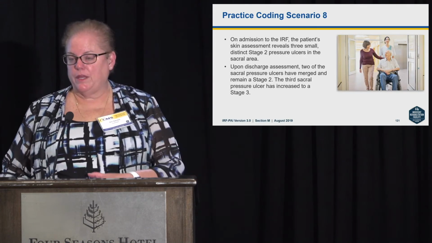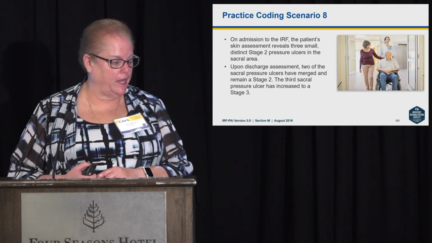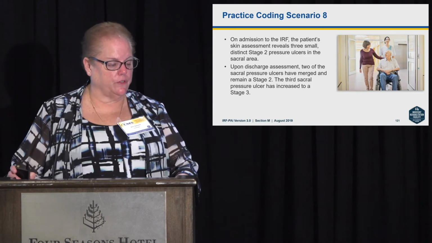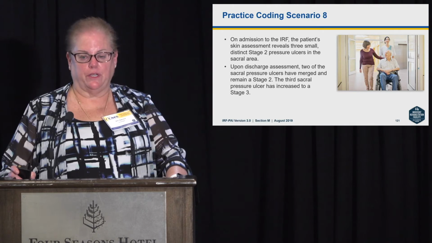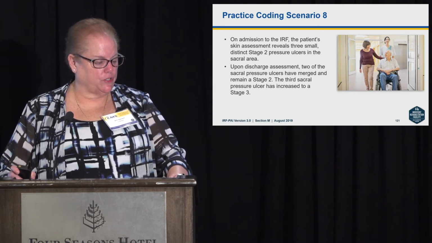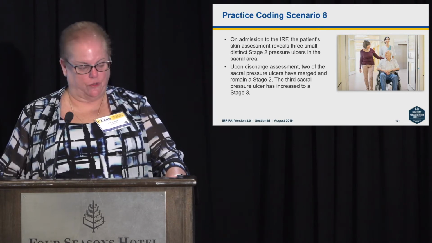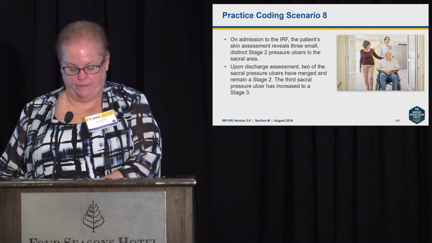All right, so we then had another scenario that you worked on, which is practice scenario 8. On admission to the IRF, the patient's skin assessment reveals 3 small, distinct stage 2 pressure ulcers in the sacral area. Upon discharge assessment, 2 of the sacral pressure ulcers have merged and remain a stage 2. The 3rd sacral pressure ulcer has increased to a stage 3. So let's go through this practice scenario and see how people did.